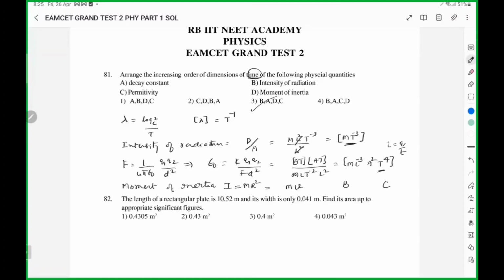So obviously A here is T power minus 1. This is T power minus 3 here. A is T power minus 1. D is T power 0. C here is T power 4.